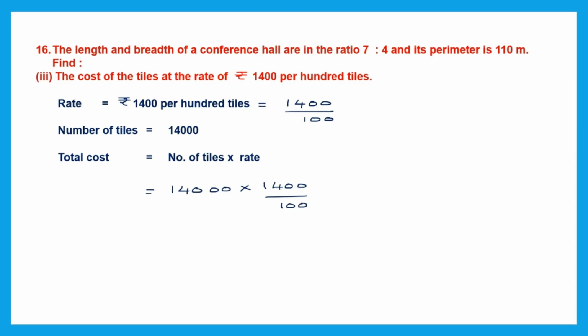So here we can cancel these two. So we have to multiply 14,000 into 14. First let's multiply 14 into 14. 14 into 14 is 196. Now there are 3 zeros. Let's add the 3 zeros, 1, 2, 3. So now we have found the cost. The total cost is 1,96,000 rupees. So this is the cost of the tiles at the rate of 1,400 per 100 tiles. So this is our final answer.